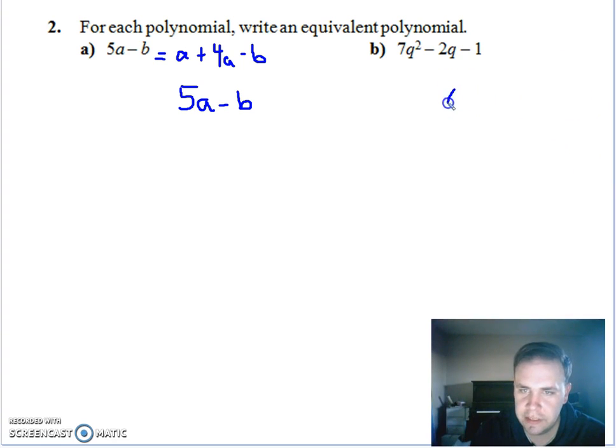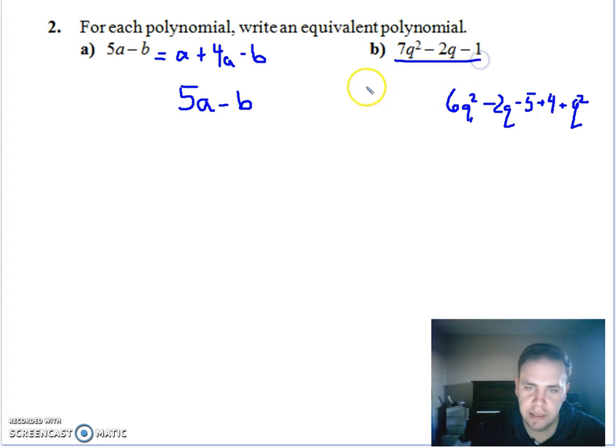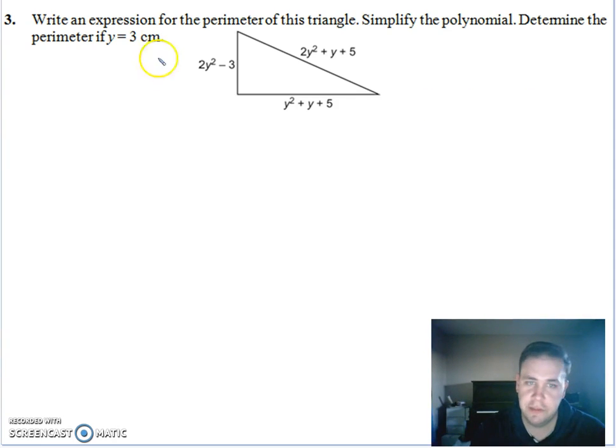So we had 6q squared minus 2q minus 5 plus 4 plus q squared. And that equals 7q squared minus 2q minus 1. Okay? So we've written an equivalent polynomial. We just have to take this and rewrite it down here. 7q squared minus 2q minus 1 equals this. Therefore, it's equivalent. I have to show that equal sign.